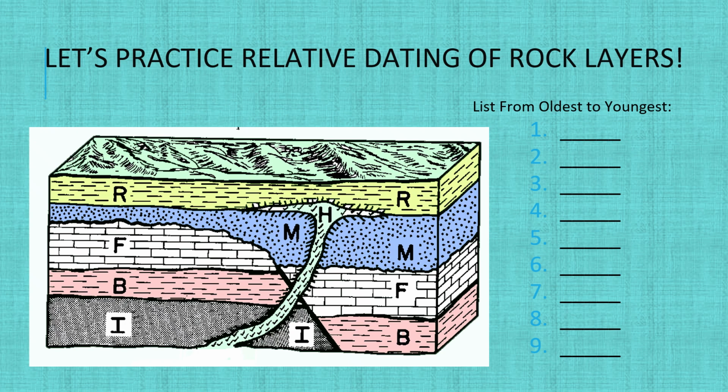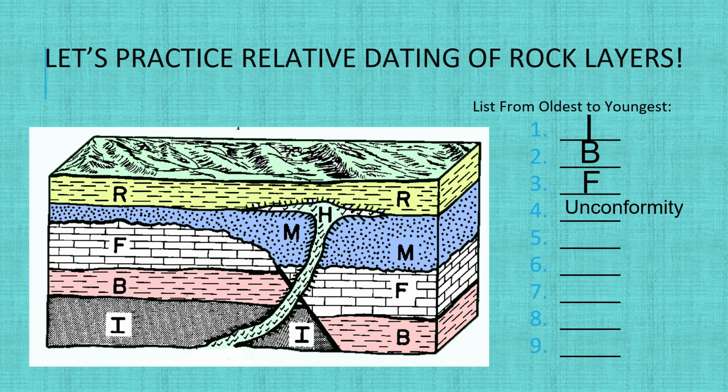All right, so we're going to list this stuff from oldest to youngest. So first off, we have layer I. And that one probably makes a lot of sense, right? It's at the bottom. We see layer B on either side of this fault here, and layer F on top of that. Layer I first, easy one. B coming next, also a pretty easy one, right? And F, again, these layers go together. That makes sense. So what happened next?